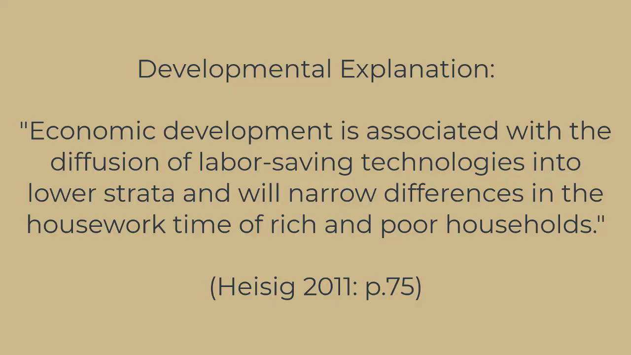And what Heisig does is to propose a few hypotheses, a few explanations for differences that might occur between very rich people in a society and very poor people in a society. So let's start with the developmental explanation. The developmental explanation says there's economic development that happens, there's investment in technology, and then technology results in these inventions that diffuse through a society, which means that they spread.